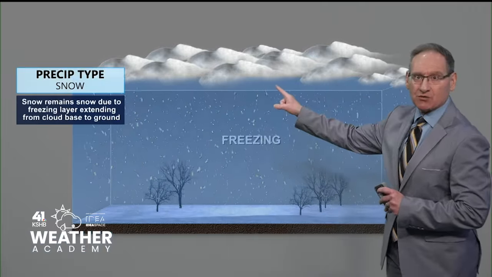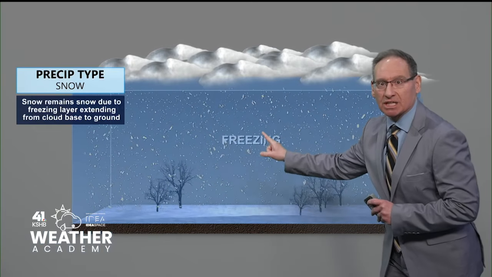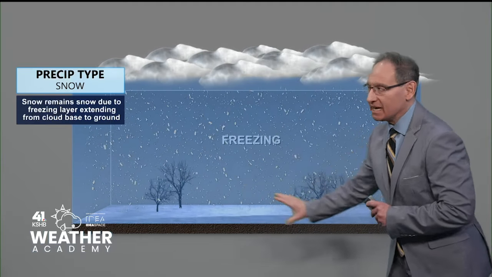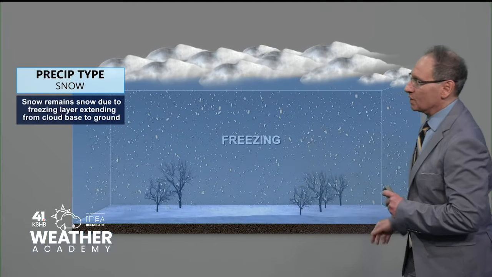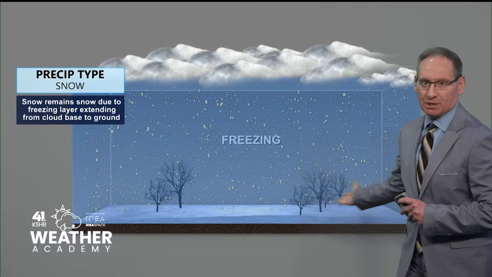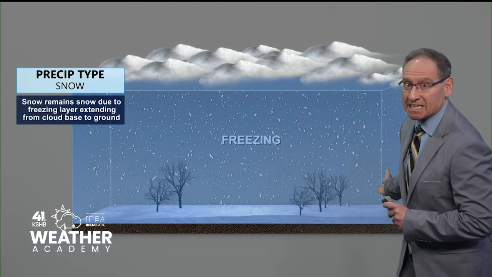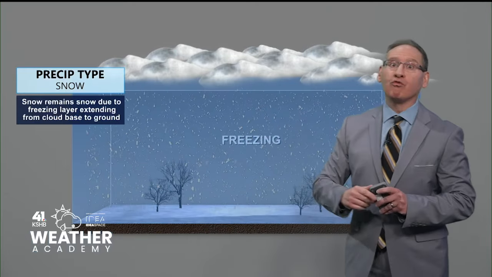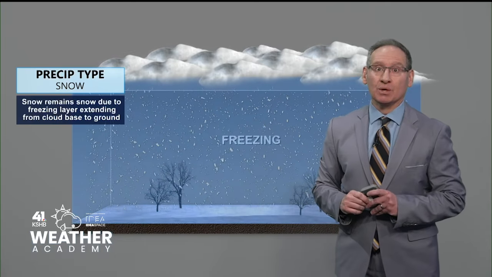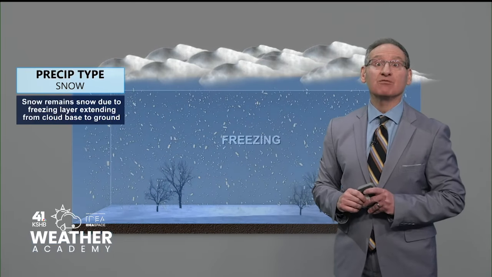Snow starts as a snowflake in the clouds, goes through a layer that's below freezing all the way to the surface, and it stays a snowflake. And of course, it can accumulate and make the roads a mess as well. All right, those are the 4 main precipitation types. We may end up seeing all 4 this winter, so we will keep you advised here on KSHB 41.